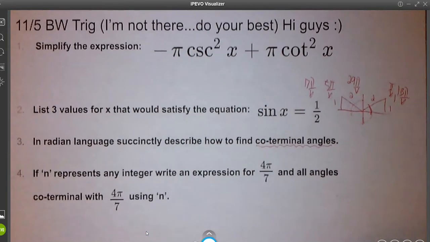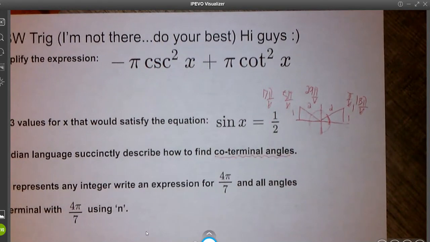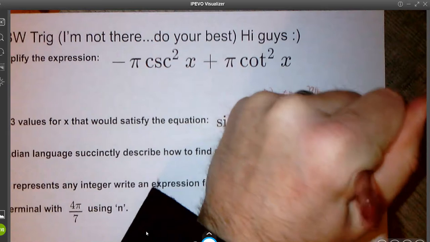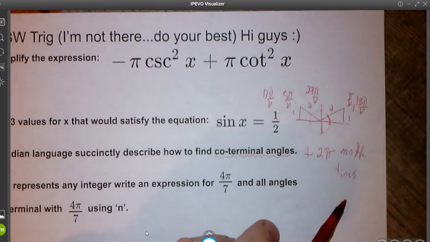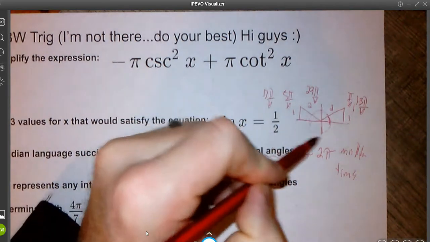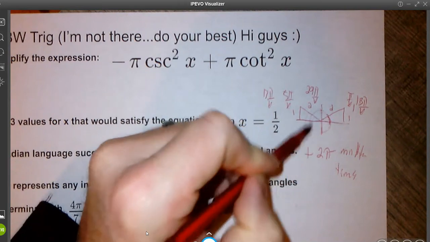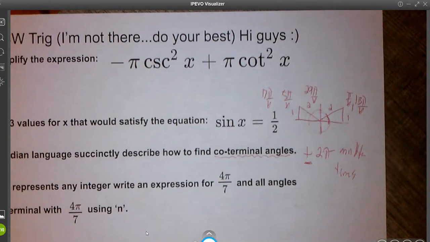Let's go down to number 3. In radian language, this succinctly describes how to find coterminal angles. Coterminal angles are whatever angle you're at plus 2 pi over and over. So we can add 2 pi multiple times. Bad handwriting there, but it says multiple times. And I don't have to add. Adding 2 pi goes in the positive direction around the circle again, but I could subtract 2 pi and go around in the opposite direction as well, and that would still give me a coterminal angle. So we can add or subtract 2 pi multiple times to make that happen.